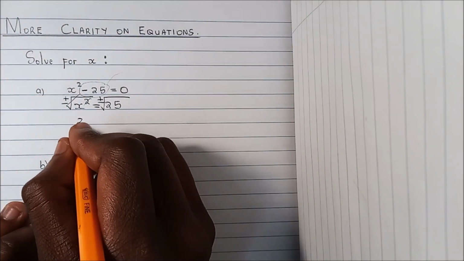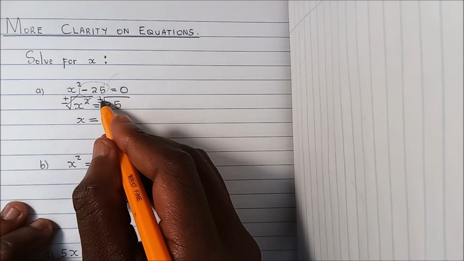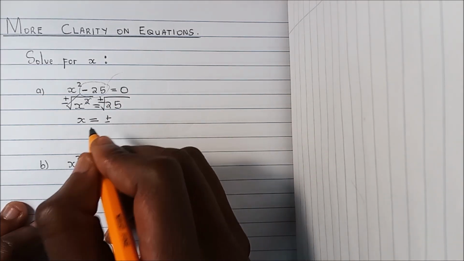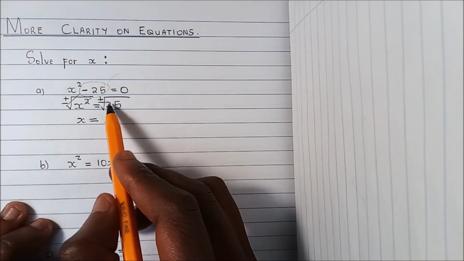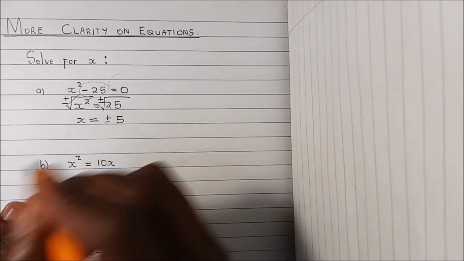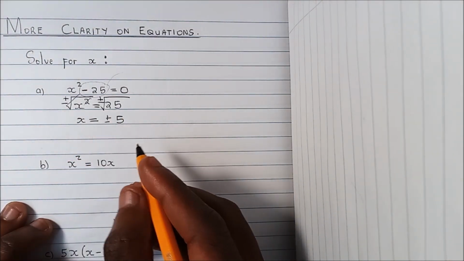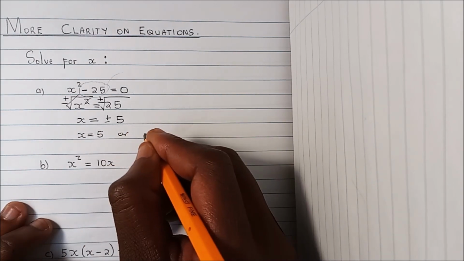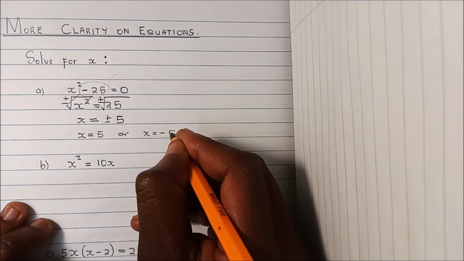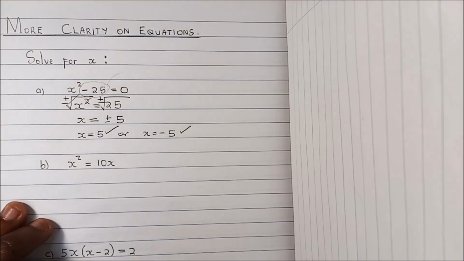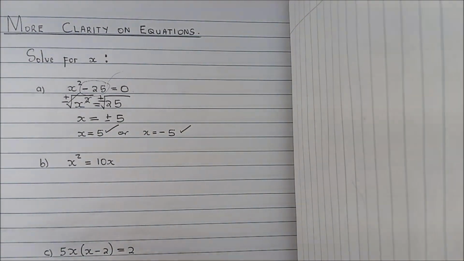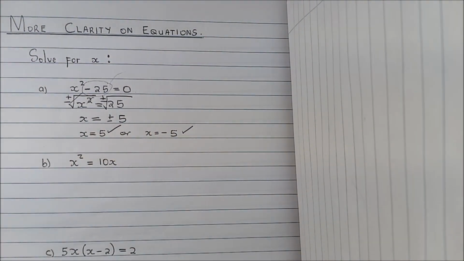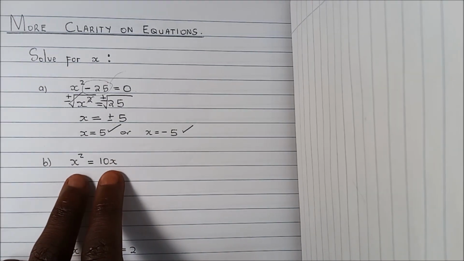So now here the square root will cancel that 2. And then we are left with x. We still have plus or minus. So now what is the square root of 25? That's 5. So now we can just separate this thing. So x will be 5 or x will be minus 5. Done. This is type 1. This is how you solve type 1. So now let's look at the second question.